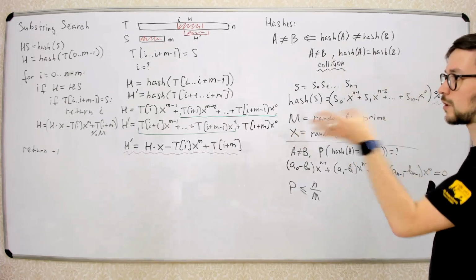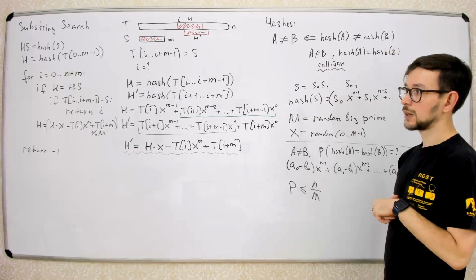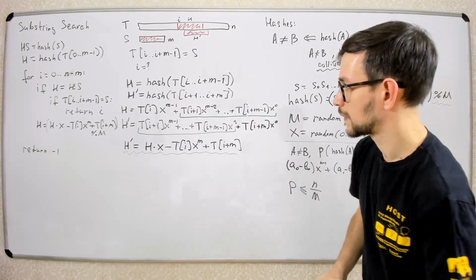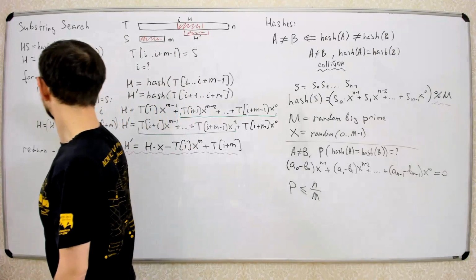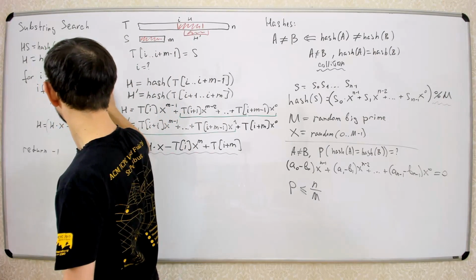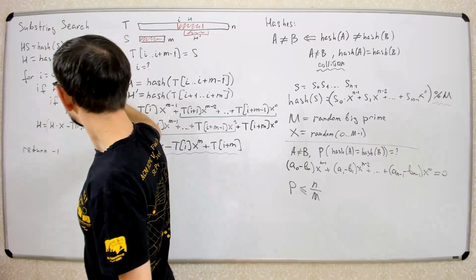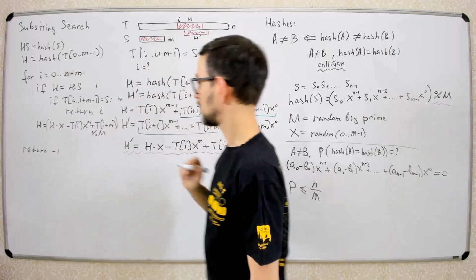That's the whole algorithm. Okay, let's talk about time complexity of the algorithm. So what happens in this algorithm? This line works in constant time. Let's put 1 here. This line works in m.